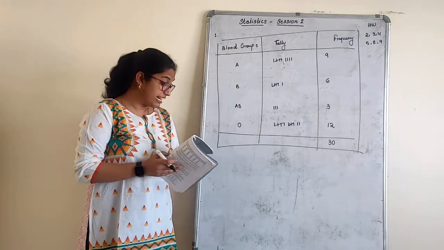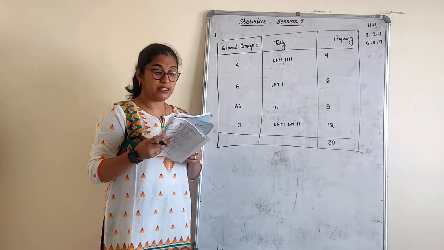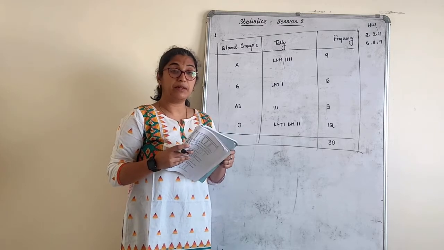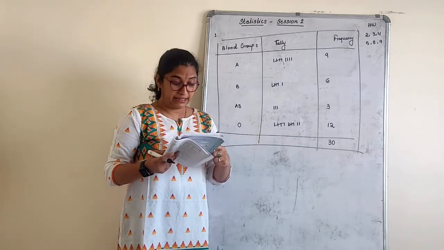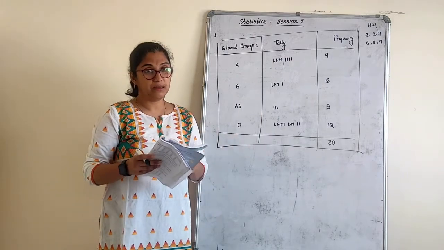Now, if you see the second sum here, the distance in kilometers of 40 engineers from their residence to their place of work was found. Remember this sum, we had used in probability. There are many sums in this exercise where we have used that in the probability part.